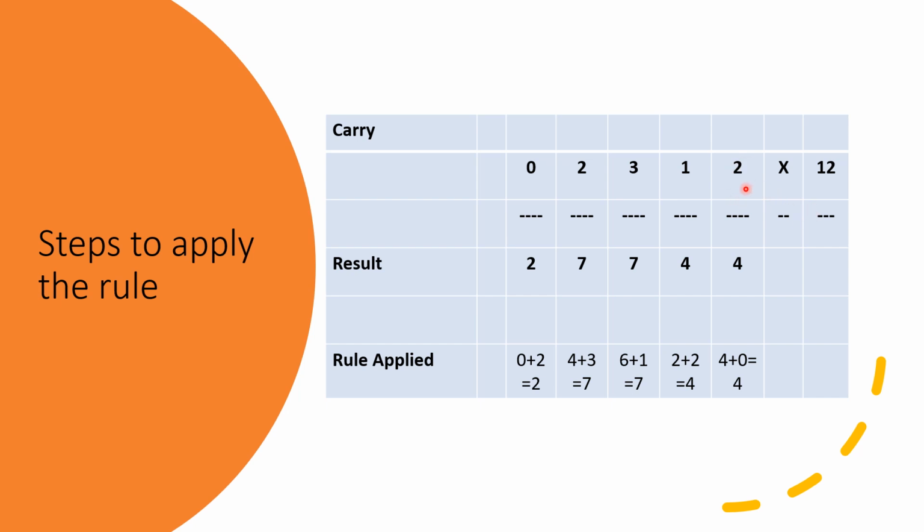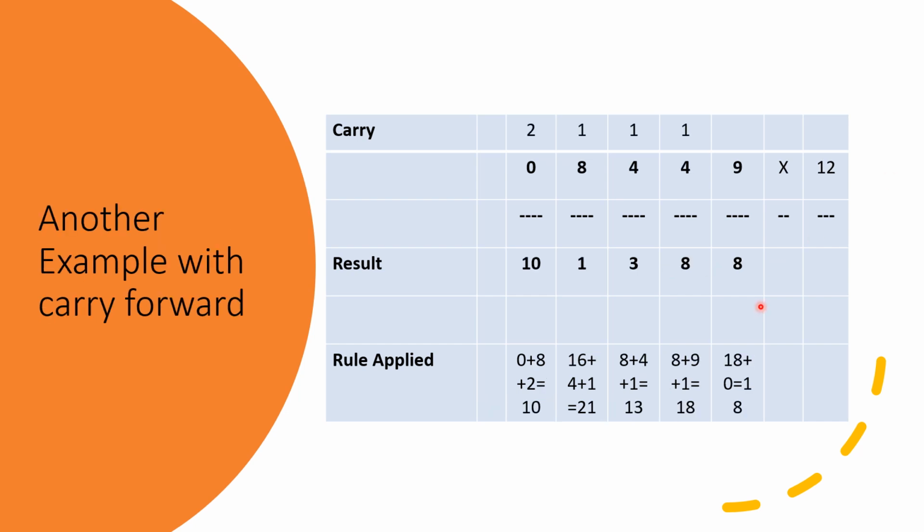Here the number is 2. We double the number, that is 4, plus there is no neighbor, 0. So the answer is 4. Then for 1, we double the number and add the neighbor 2, then it's 4. Then 3 into 2 is 6, 6 plus 1 is 7. Again 2 into 2 is 4, plus 3 equals 7. And again 0 into 2 is 0 plus 2, which is 2. So the answer is 27744.